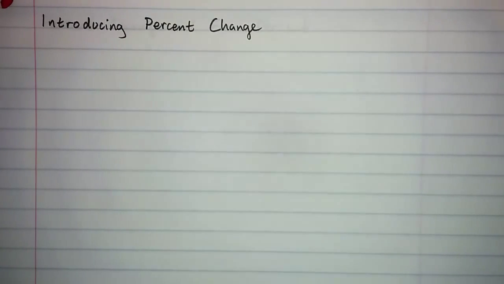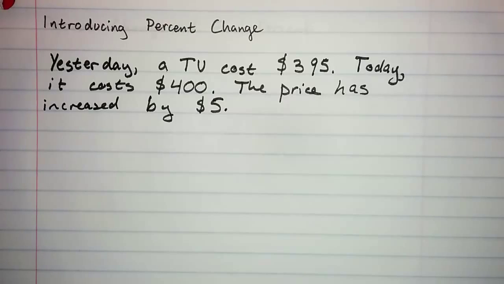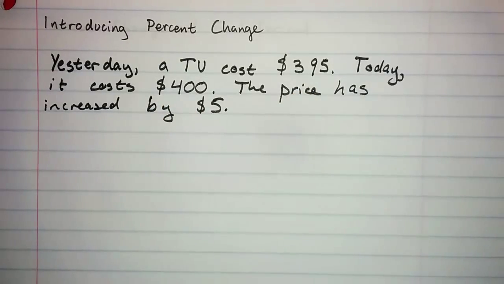Many quantities change with time, and there are various ways in which we describe these changes. Often, we want to describe how much something has changed not as an absolute amount, but in relation to its original value. Why? Well, for example, suppose that yesterday a TV cost $395 and today it costs $400. Then the price has increased by $5. And that's not a very big price increase to go from $395 to $400.